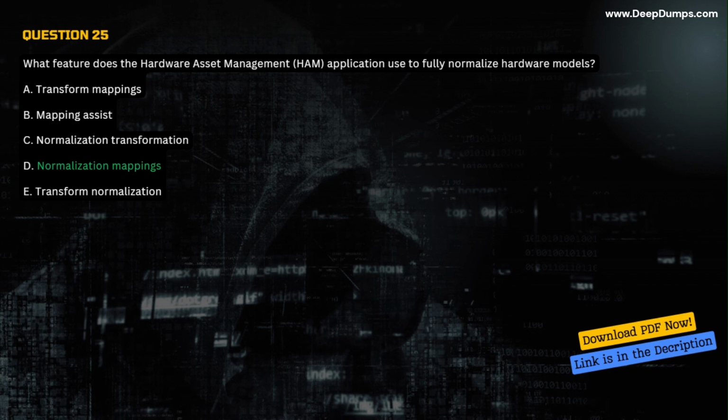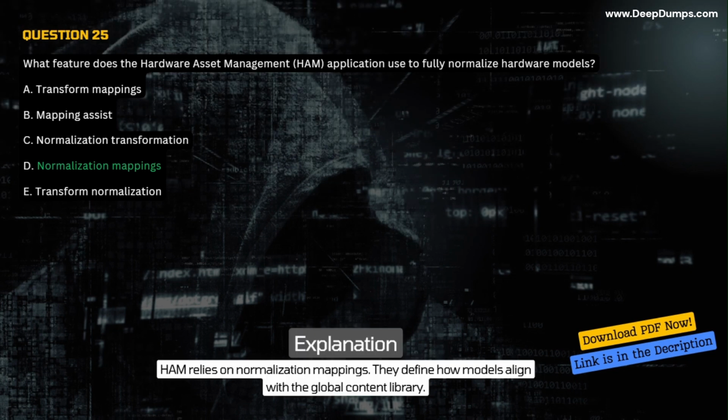Normalization mappings. Explanation. HAM relies on normalization mappings. They define how models align with the global content library.